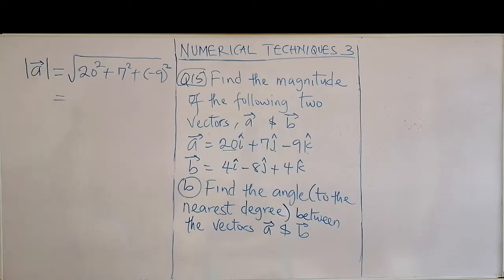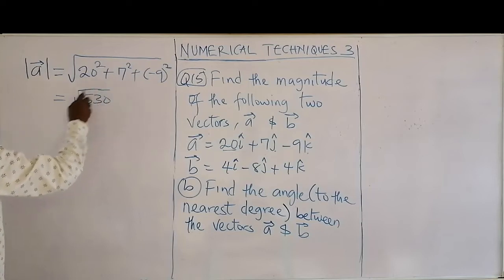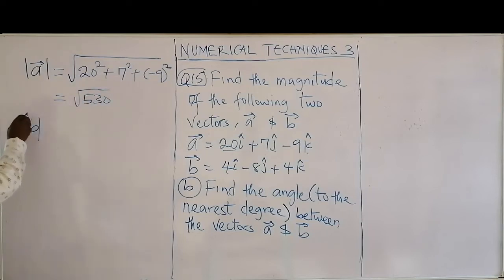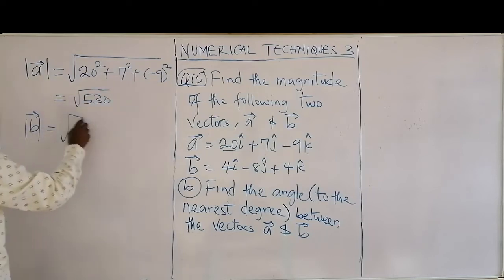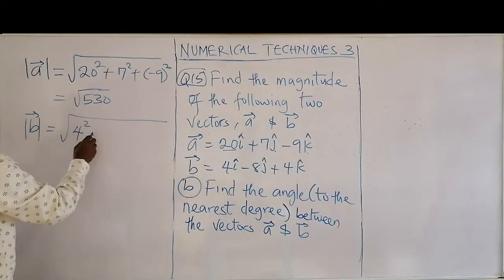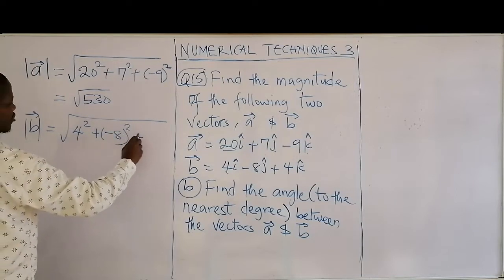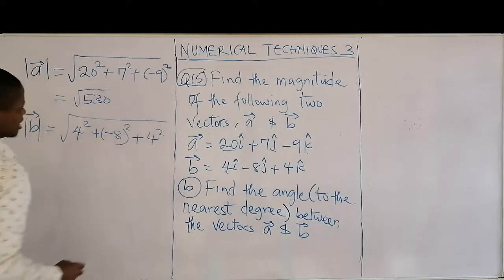Then we can get the calculator and get the value. So that will be root 530. This is root 530. Then for B, do likewise, also square roots. The coefficients of your unit vector are 4, so that will be 4 squared plus minus 8 squared, then plus 4 squared. So that's what we have.